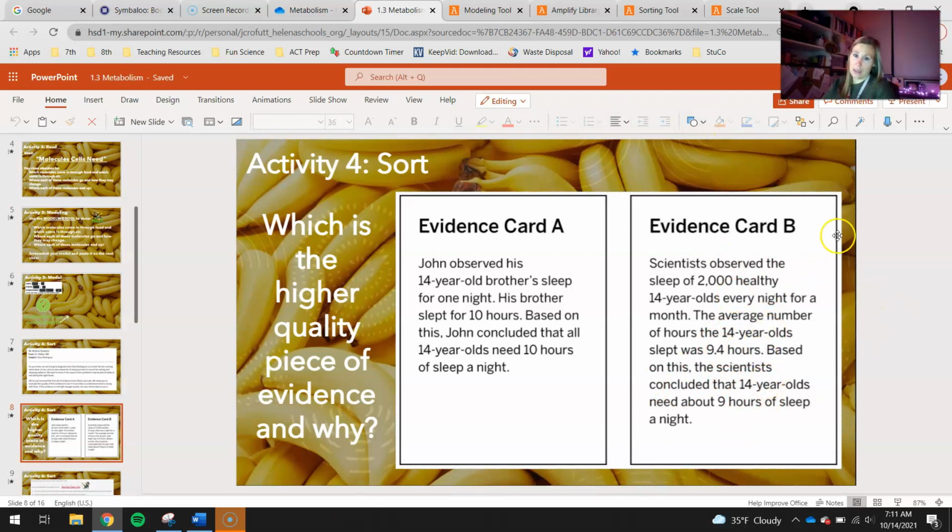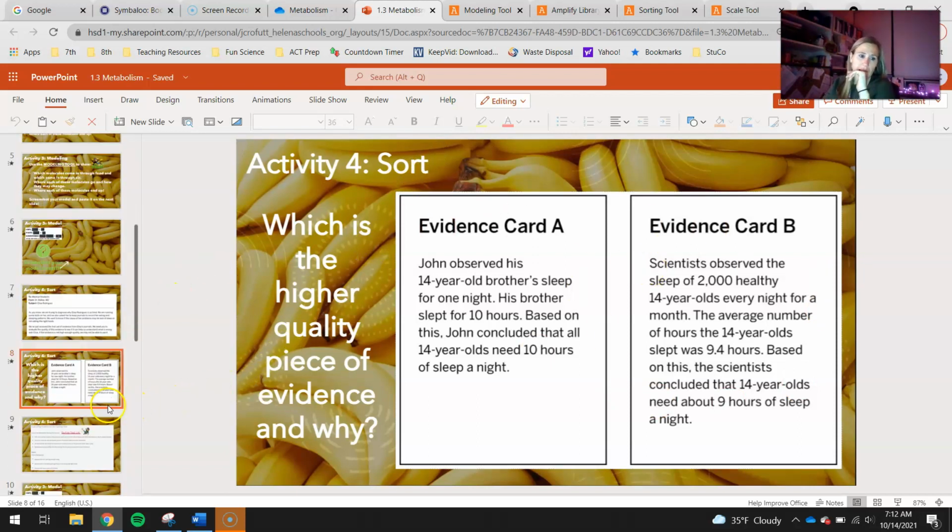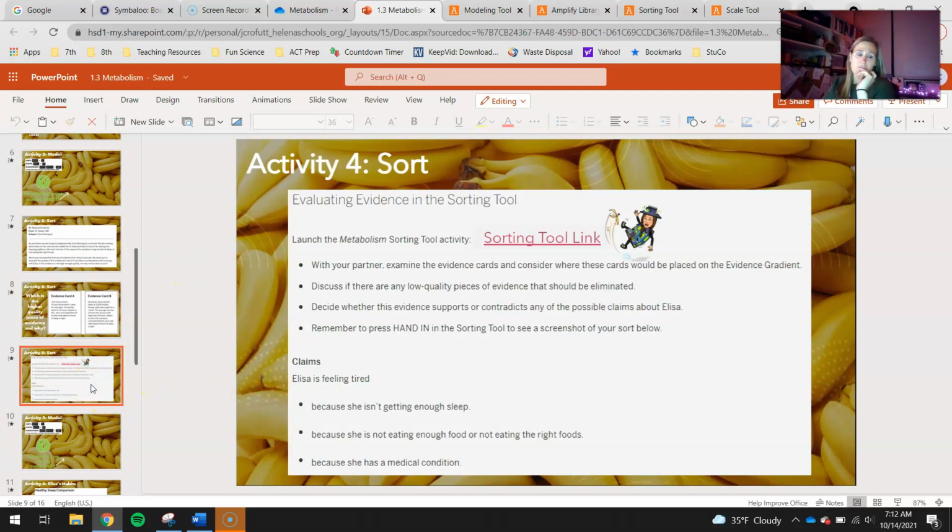So obviously, evidence card B is the better piece of evidence because we're watching more than one person. We're watching healthy individuals, so that's going to give us a little bit better look at what a normal, healthy 14-year-old should be doing, those kinds of things. Okay, so with that being said, you guys are going to do that similar thing in the sorting tool, except we're looking specifically at Elisa.